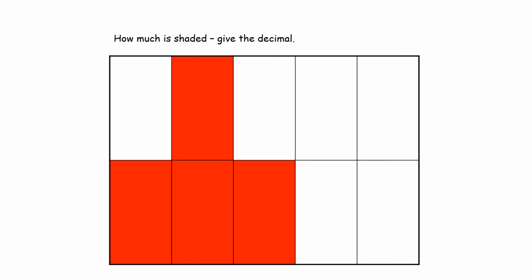Okay, what you will do is, first of all, you will count the total number of boxes: 1 2 3 4 5 6 7 8 9 and 10. Now the total number of boxes are 10. All right, now count how many boxes are shaded. So 1 2 3 and 4. 4 boxes are shaded over here.